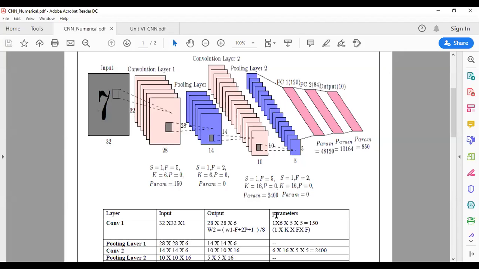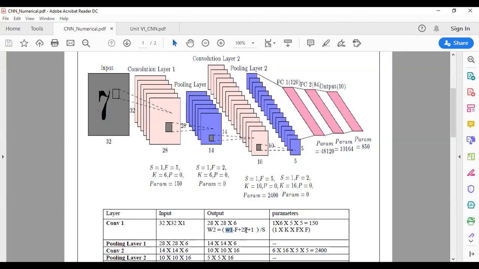So how many parameters will I have? Let us take the example of the first filter initially. Now I use the same formula. Do you remember this formula, class? W2 is equal to W1 minus F plus 2P, divided by S, plus 1. So how much is your W1? W1 is 32. What is F? 5. 32 minus 5 is nothing but 27.